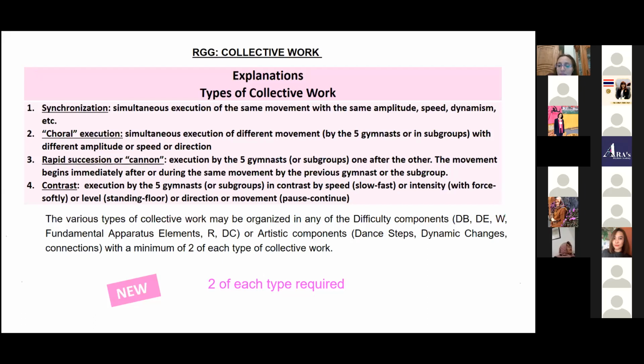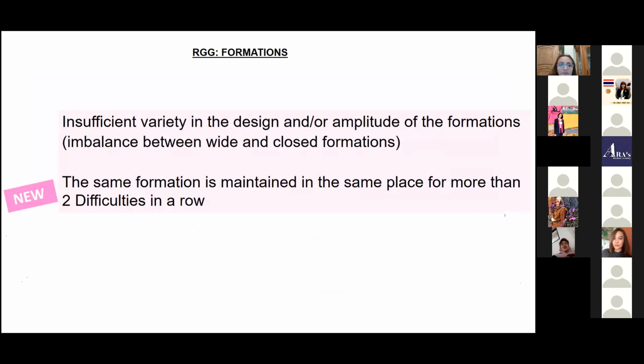It can be in DB, it can be in difficulty exchange, it can be in the waves, in fundamental apparatus elements, and R, in difficulty collaboration, in any part in the artistic component. We need a minimum of 2 of each of the collective work. 2 of each type is required. And this is judged by the artistic judge.